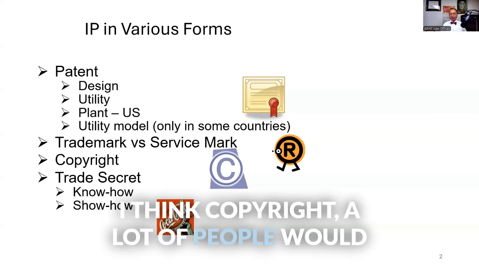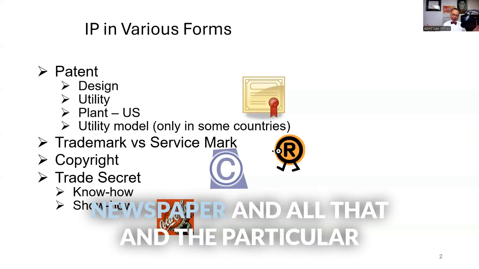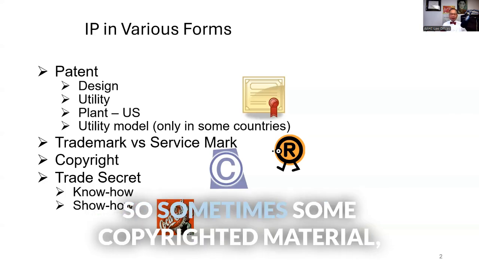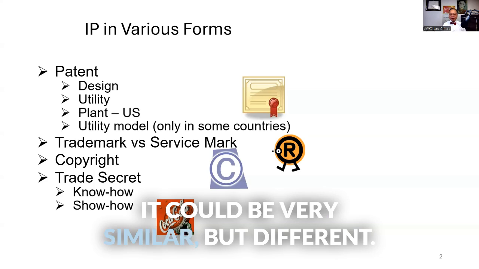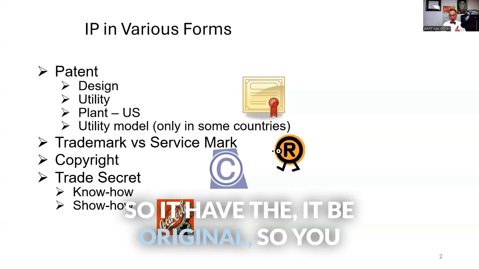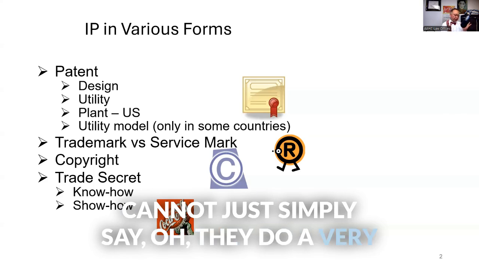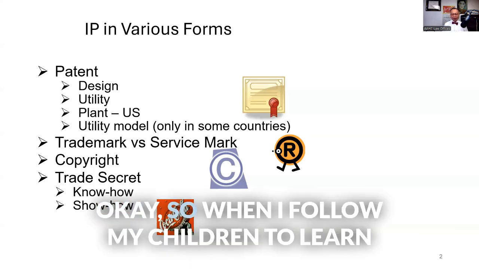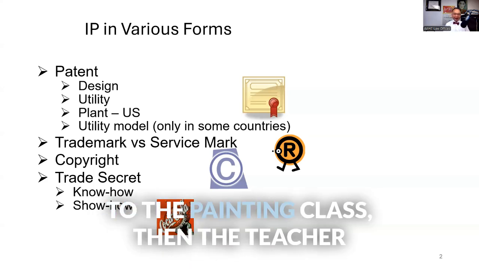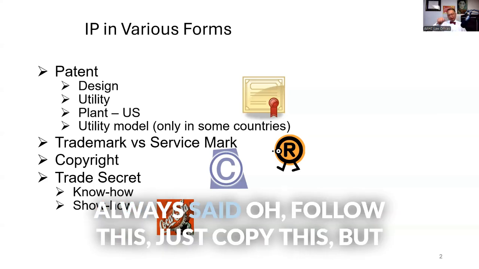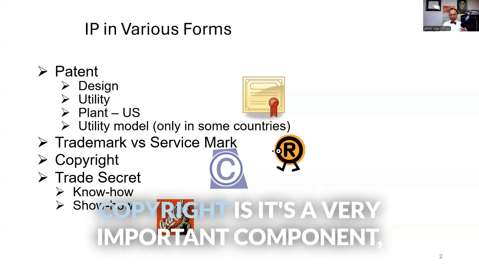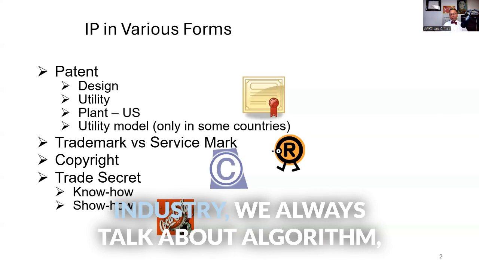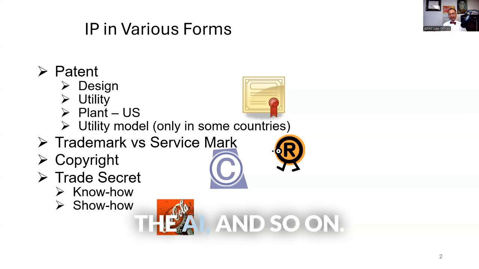Copyright, I think a lot of people know. You read the news, read the newspaper and all that. The particular property of copyright is that it has to be original. Sometimes copyrighted material could be very similar but different, so it has to be original. You cannot simply say, oh, they do very good drawing, so I'm going to imitate it. When I follow my children to a painting class, the teacher always says, follow this, just copy this. But copyright is a very important component, particularly now in the software industry. We always talk about algorithms, AI, and so on.